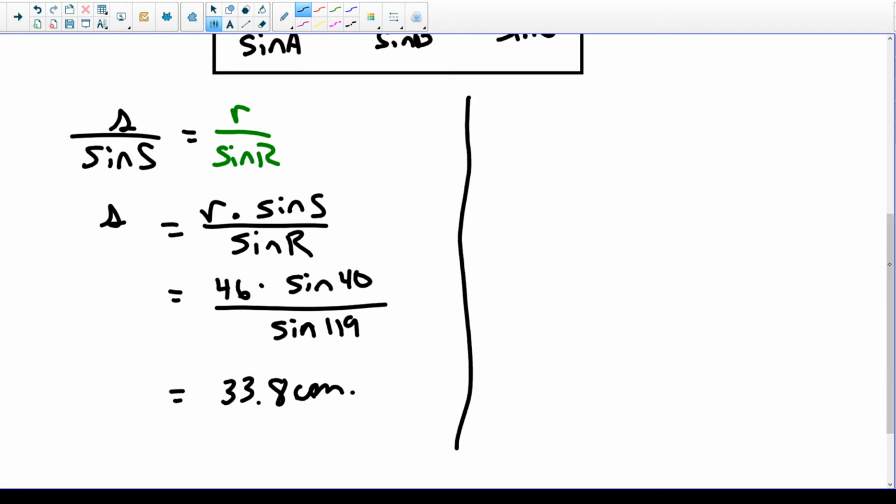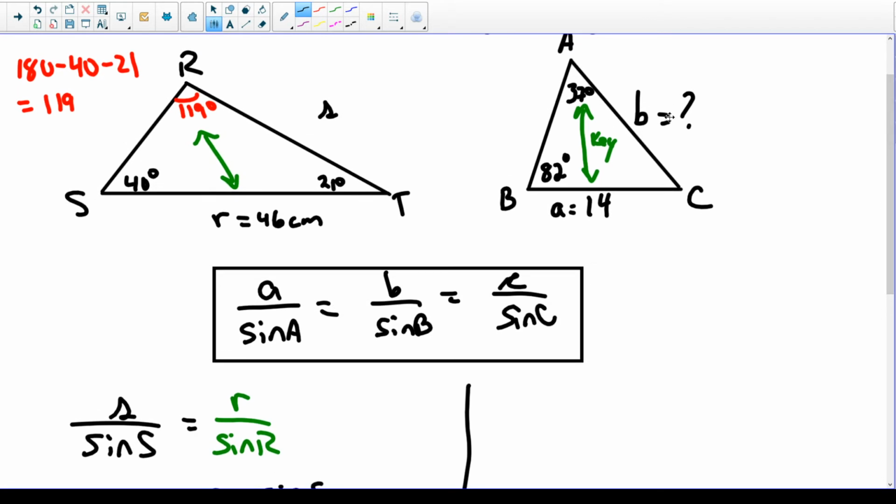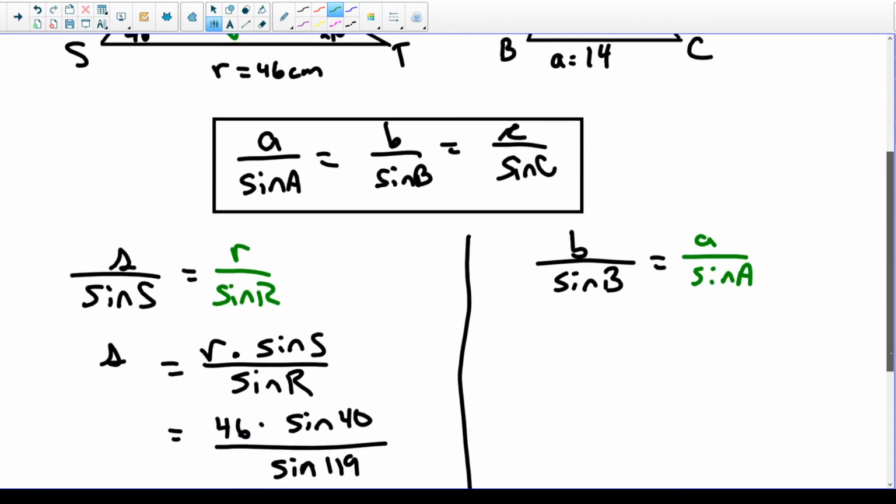Now, if we do the other example of this triangle, in this triangle, we're looking for little b. So like I said, you're going to put little b in the top left corner. That has to be over sine b. That's going to be equal to our key. In this case, our key is the a's. So we put the side length a at the top, sine a at the bottom, angle value.